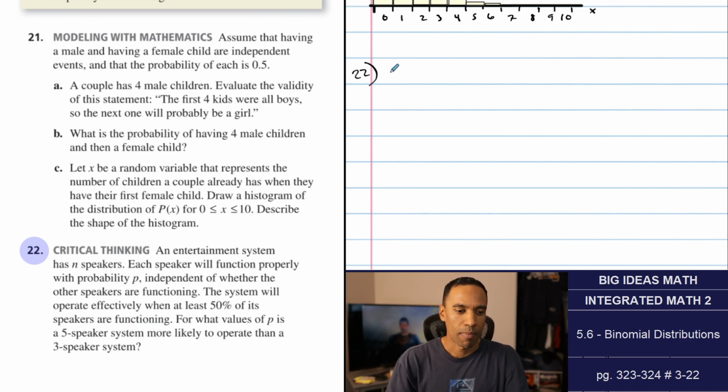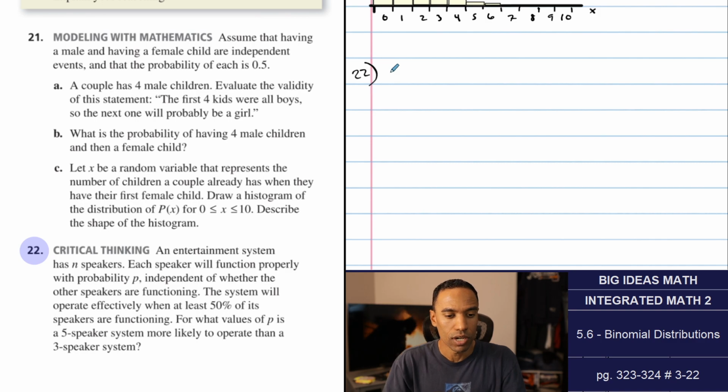An entertainment system has n speakers. Each speaker will function properly with probability P, independent of whether the other speakers are functioning. The system will operate effectively when at least 50% of its speakers are functioning. For what values of P is a 5-speaker system more likely to operate than a 3-speaker system? Okay, so we're going to have to do 2 different tests with those for what values of P.